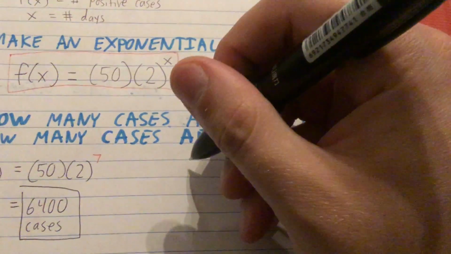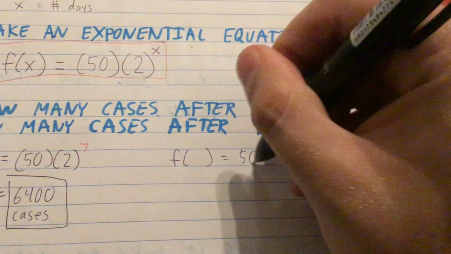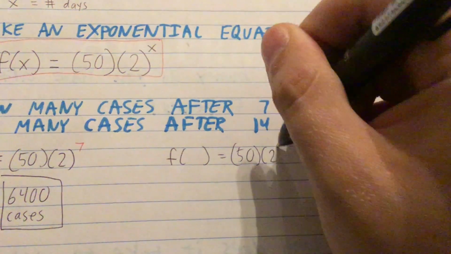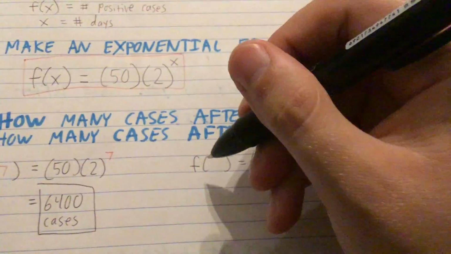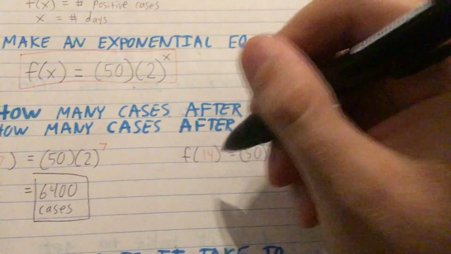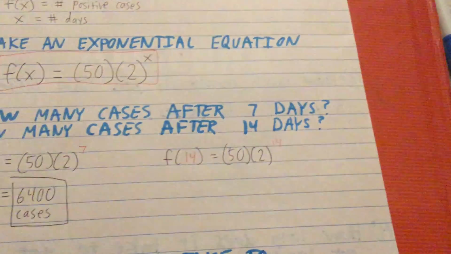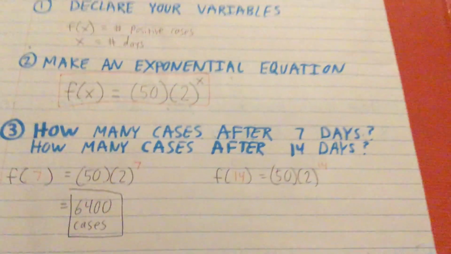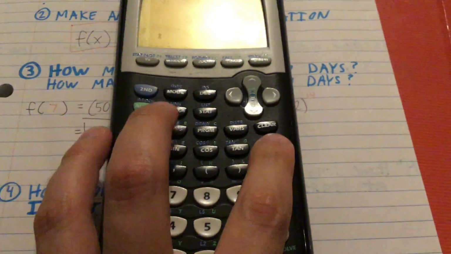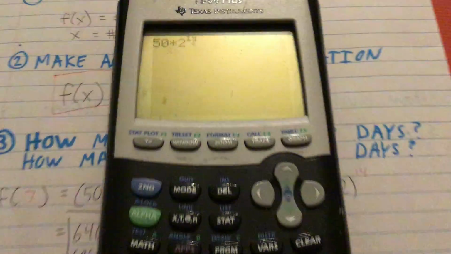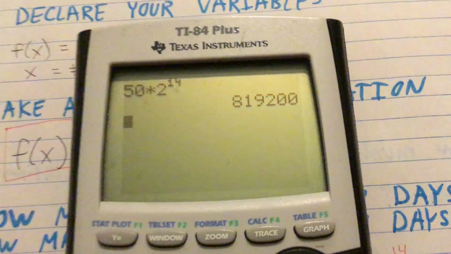Now let's see what happens after 14 days. So that means we know x, the number of days, is 14. Solve for f of x, in other words, f of 14. So then we plug in our calculator. 50 times 2 caret 14. That's going to be 819,200.